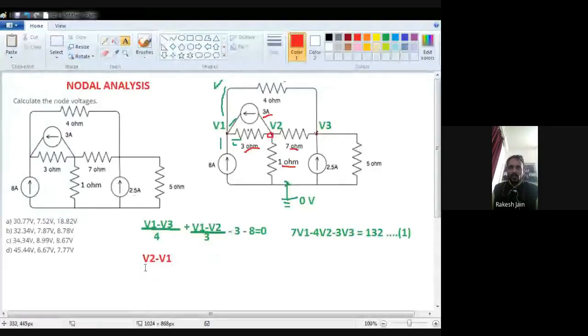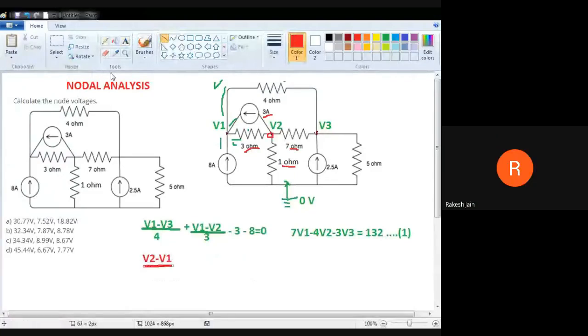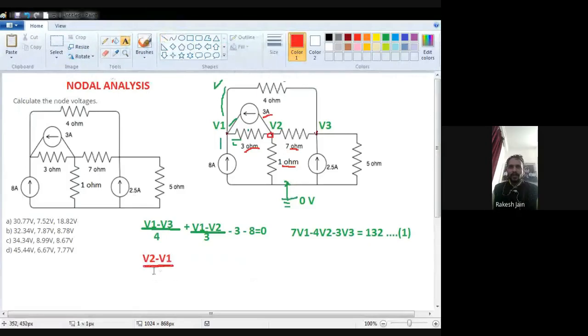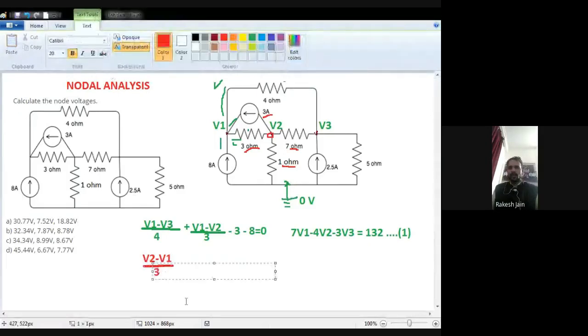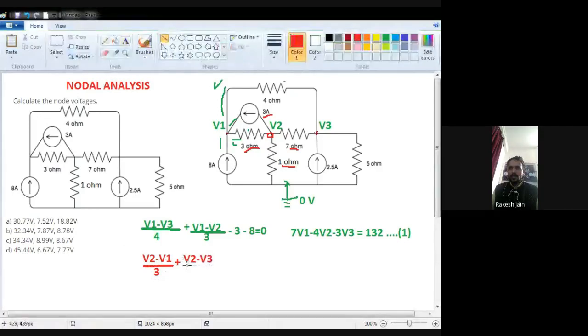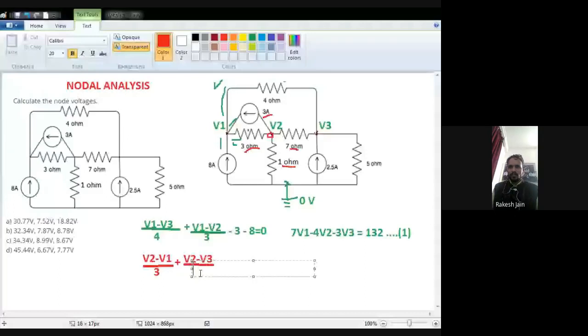So V2 minus V1, because I am writing down the equation for the second node. My node voltage V2 is now positive and the other node voltages are with negative sign. So V2 minus V1 divided by 3, then plus, I am writing down the equation for the 7 ohm. V2 is my node voltage, so I write V2 with positive sign minus another node voltage, which is V3 here. So V2 minus V3 divided by 7.